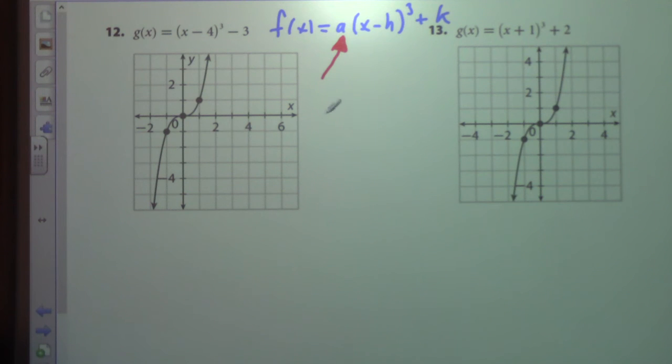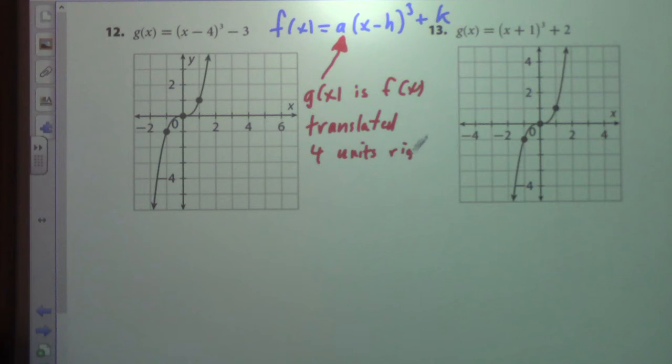So we'll say g of x is f of x translated 4 units to the right. And what else? 3 units down. And 3 units down.